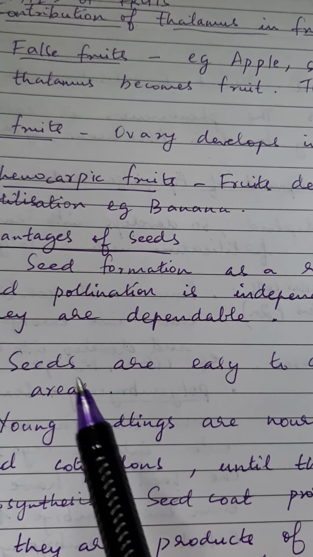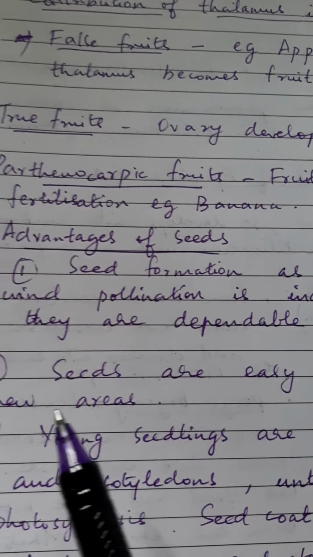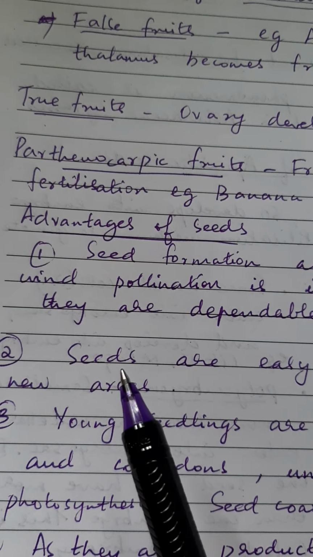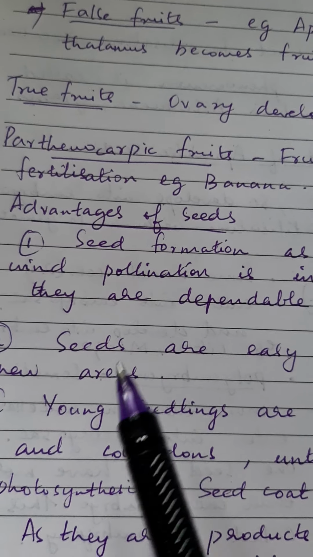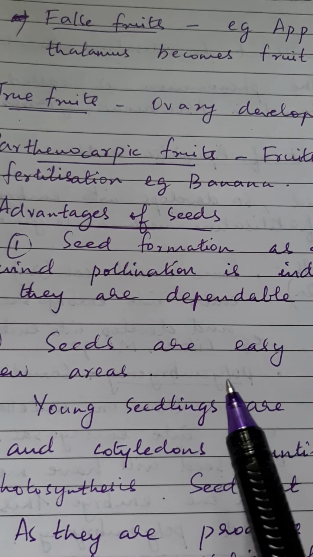The second thing is, seeds are easy to disperse and they can colonize new areas. Even birds can eat the seeds and throw them anywhere. So seeds are easy to disperse, and so they can spread the plants into different places.